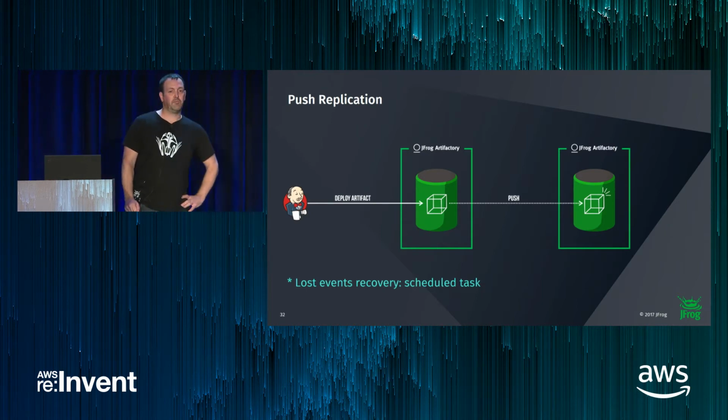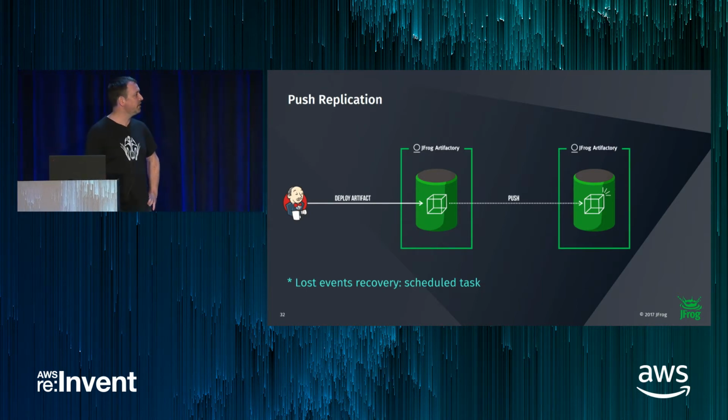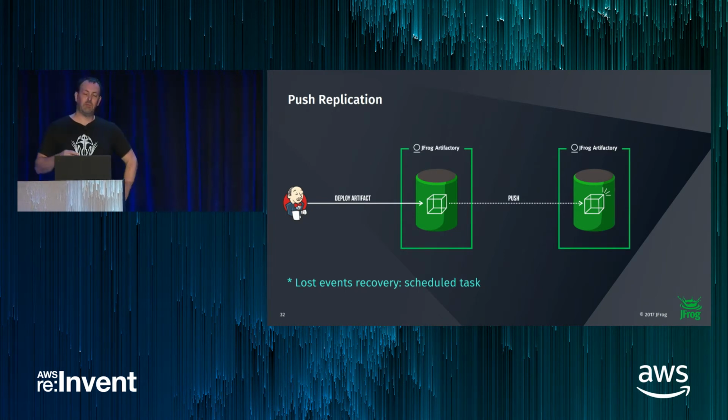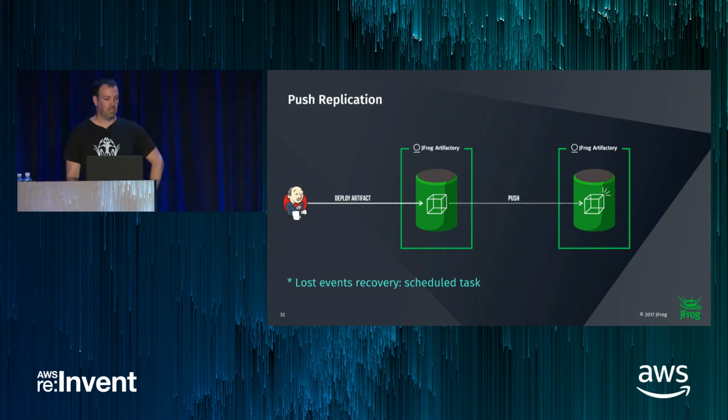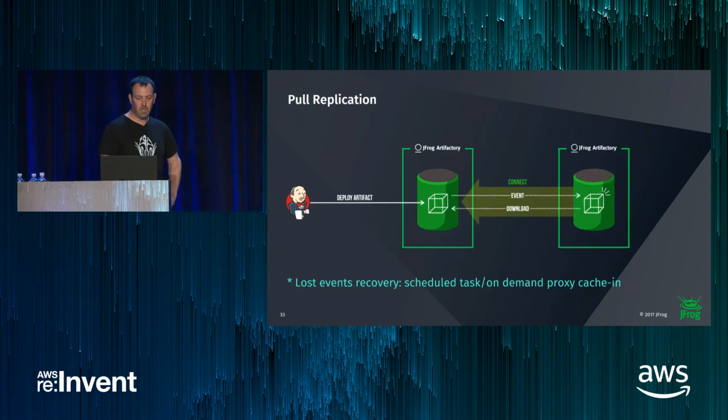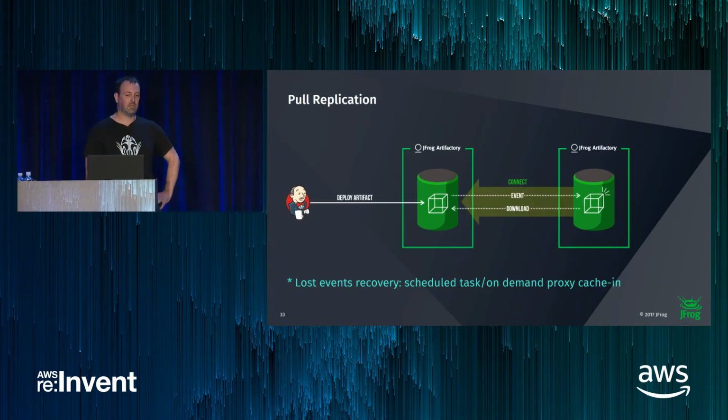And to make up for any lost events or any networking issue, there is a process that is a little bit like rsync. It's an optimized rsync because it's based on full checksum replication. It will make sure to compensate for any lost events. Pull replication, which is quite new, exists in Artifactory for about 2 months now.